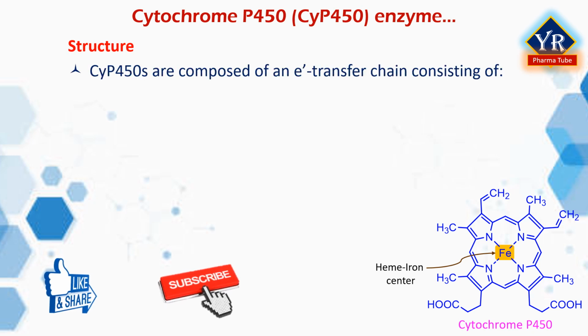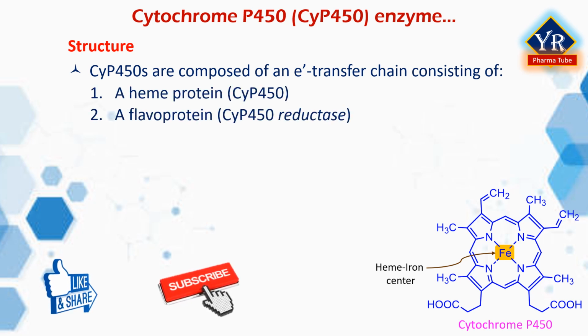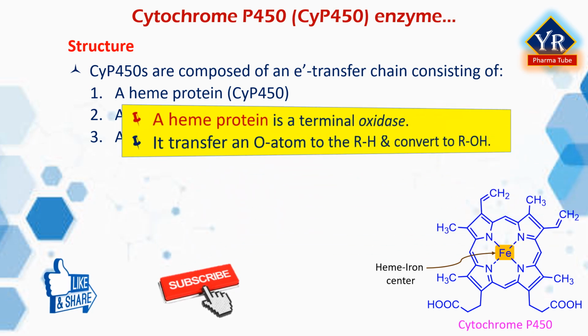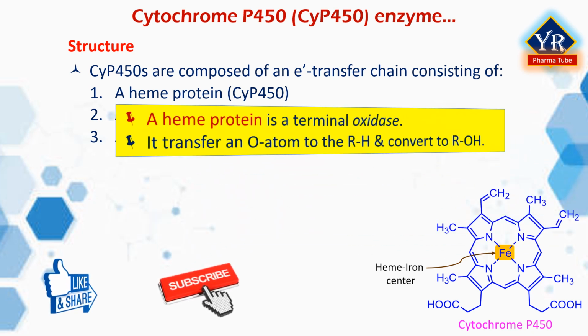They are composed of an electron transfer chain consisting of 3 components, namely a heme protein known as cytochrome P450, a flavoprotein known as cytochrome P450 reductase, and a heat-stable lipid component. A heme protein is actually a family of enzymes. It is a terminal oxidase and its function is to transfer an oxygen atom to the drug molecule, that is RH, and convert it to its metabolite ROH.